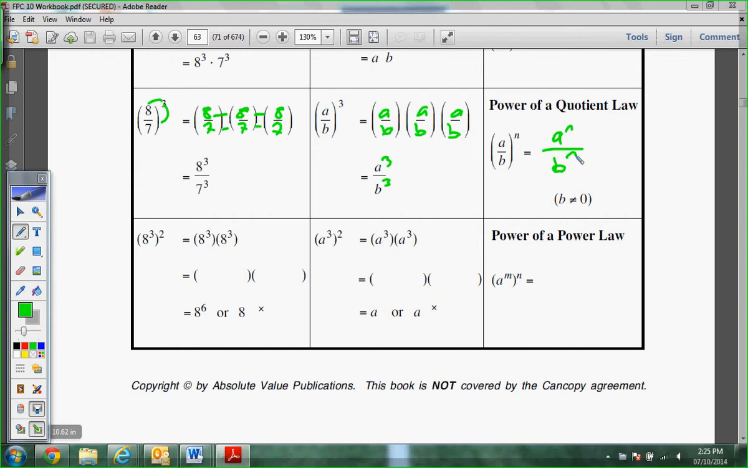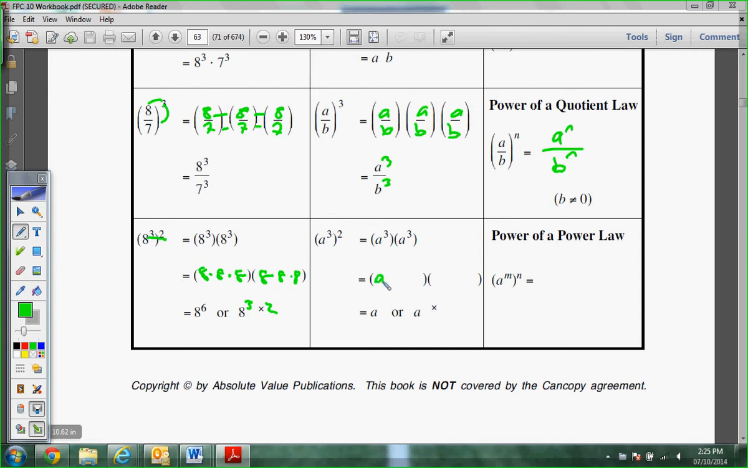Okay, power to power. A lot of people get this one and the first one mixed up. They're different. Power to power is when you have an exponent with another exponent on it. What that means is I have 8 cubed, squared. That means I have 2 8 cubeds. 2 sets of 3 is how many 8s total? 6. Or 8 to the 3 times 2. So the rule with power to power is you multiply the exponents. 3 times 2.